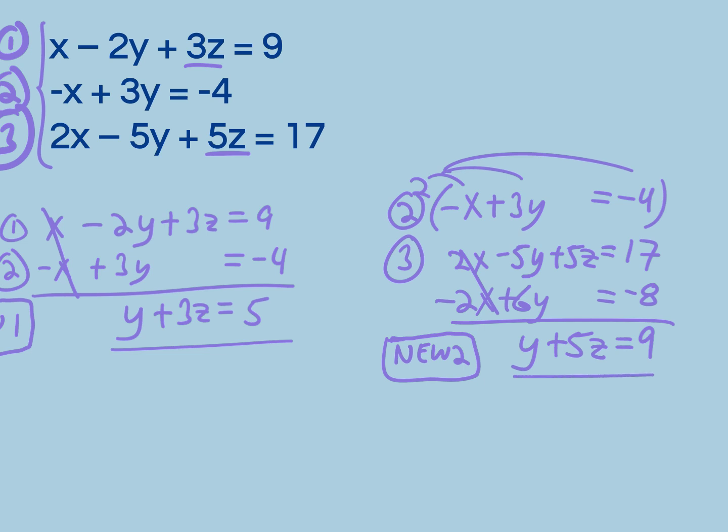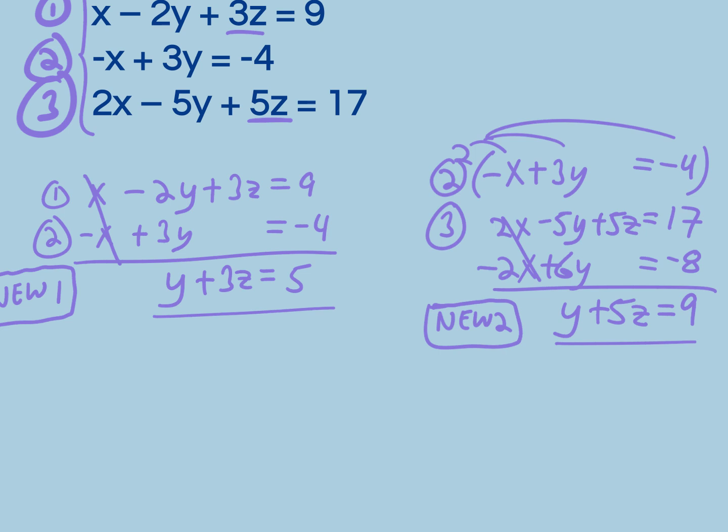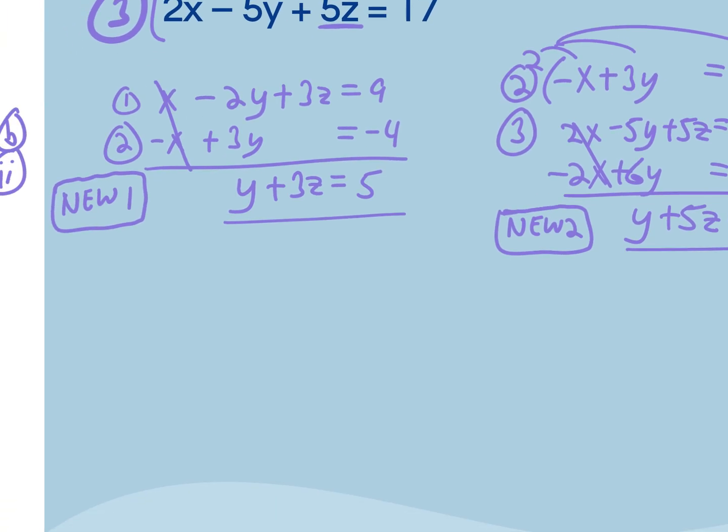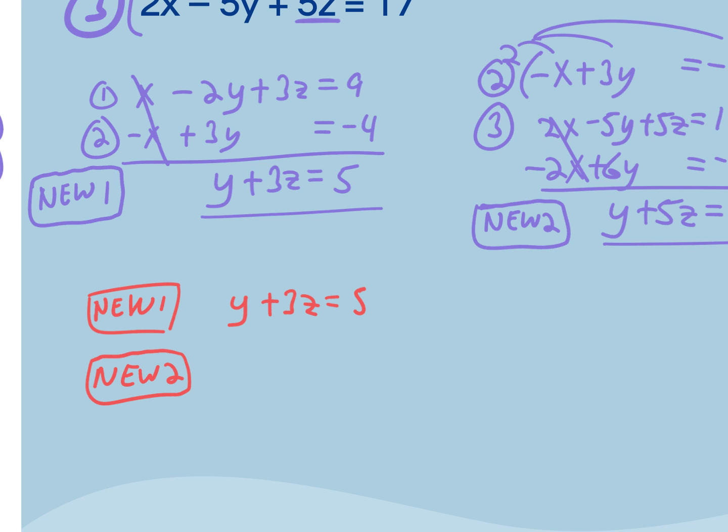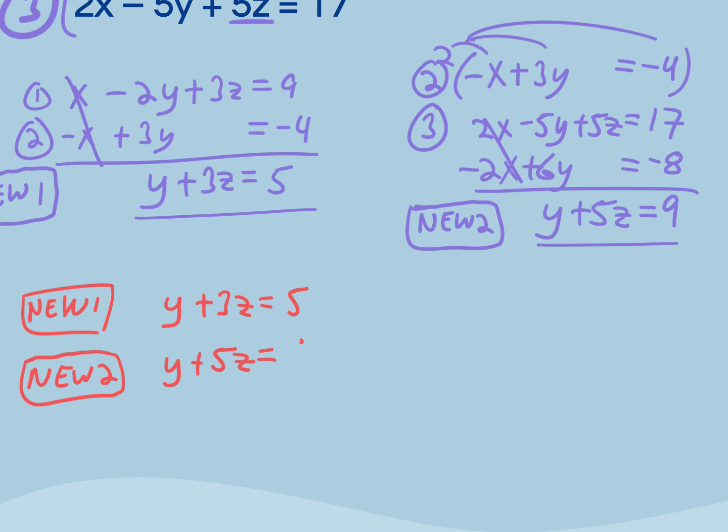All right, so we have 2 equations. We still haven't found anything, but we're going to use these 2 new equations to set up a new little mini system, and we're going to solve that little system. So do we see now in new 1 and new 2, what are the letters that we see? Just a y and z. Do we know how to solve a 2-variable system? Hopefully yes, right? That's all we did last week. So new 1 and new 2 are going to create this little system that we can very easily solve. So y plus 3z equals 5. And then we have a y plus 5z equals 9.